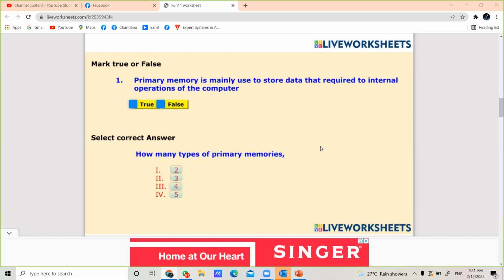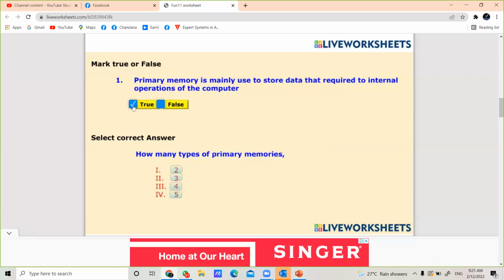Right, I think you finished doing this activity here. Look at the question. The first one: primary memory is mainly used to store data that is required for internal operations of the computer. Right, that I already explained. Through the primary memory, normally we are storing the data required for internal operations of the computer. Therefore, the statement is true.